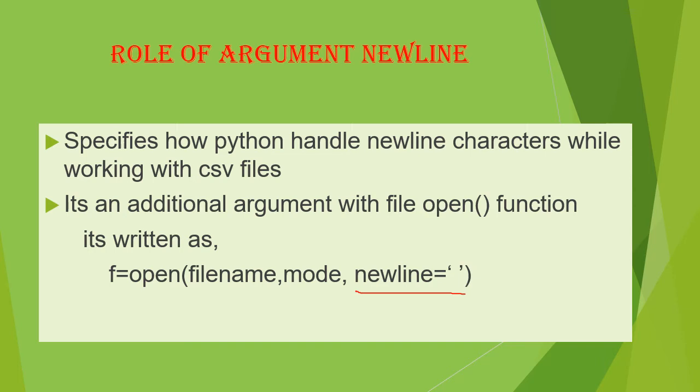Why do we use this? Because when we get the CSV file, we get it as a spreadsheet or Excel file. While writing it, we may get blank spaces in between the rows or cells. To avoid that, we use the newline argument, and it is always given as empty single quotes. There should not be any space in between the single quotes.